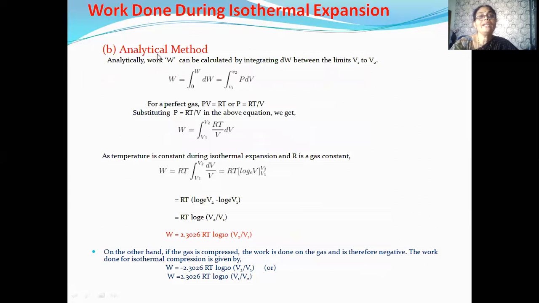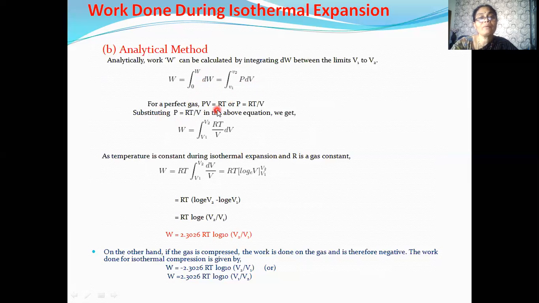Next, let's calculate the work done during the isothermal expansion process by the analytical method. In this method, the work W can be calculated by integrating dW between the limits V1 to V2, as the volume is changing from V1 to V2. V1 is the initial volume, V2 represents the final volume. W is equal to integral 0 to W dW. This is the net work done, and this is the small amount of work done. Work is changing from 0 to maximum work W. That means integral V1 to V2 P dV, where dW is equal to P dV.